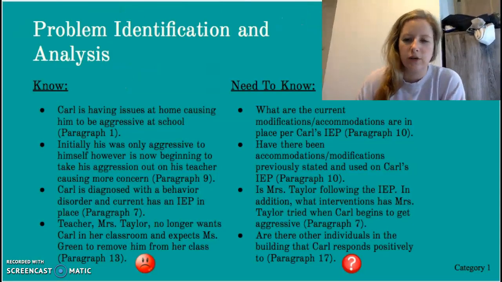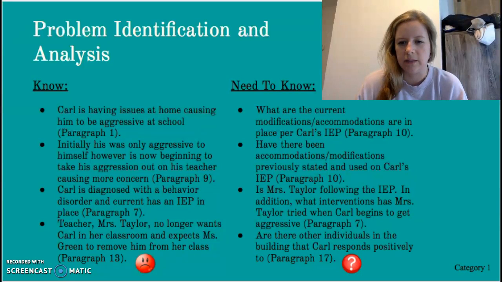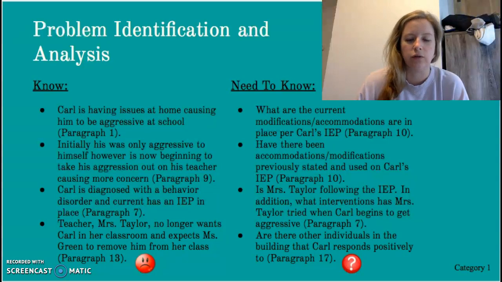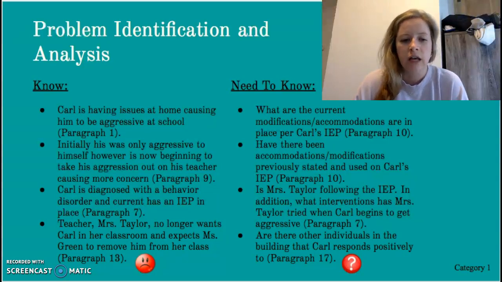So what I know as the building leader from this case study, Carl's having issues at home. His parents are getting divorced, and they are aggressive towards each other, as noted in an IEP meeting. He also has older siblings that are having issues at school. I also know that he was initially aggressive just towards himself, and now he's taking his aggression out on Ms. Taylor, and the fear is that he will eventually take it out on his fellow students.